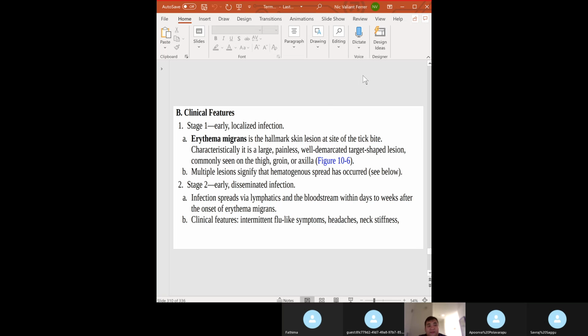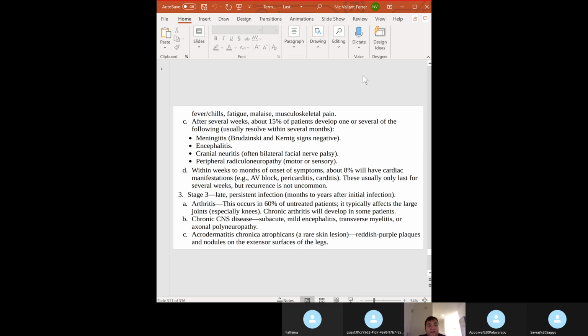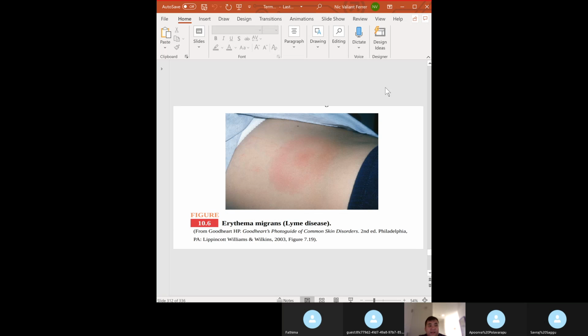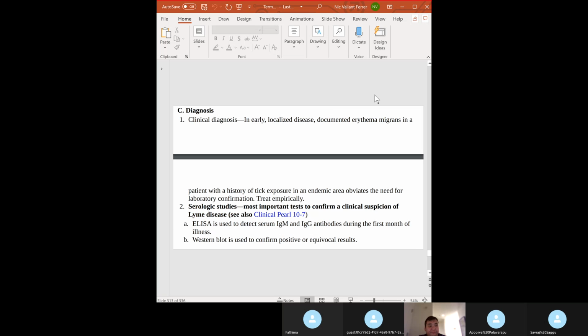And then it spreads. Second part, you have flu-like symptoms, headache, neck stiffness. Then you have meningitis, encephalitis. Within weeks or months, AV block is the deadliest of them all. You can have a heart block. And then for late, you have chronic CNS and a rare skin lesion. It's an example of your target lesion, your erythema migrans.